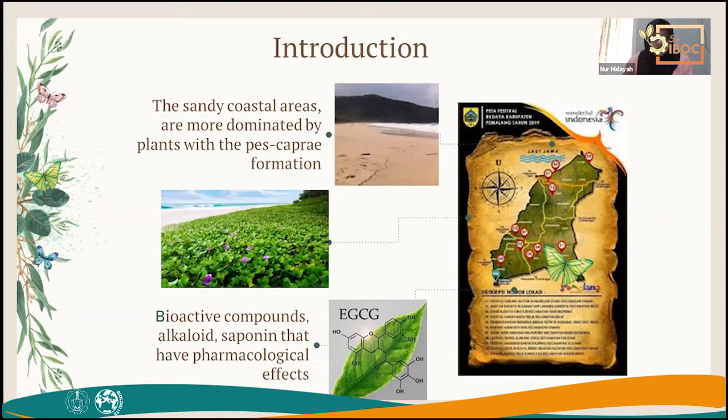Therefore, it is necessary to produce the Simplicia from the leaf of Ipomoea pes-caprae, and then to extract and identify the bioactive compound from the leaf of the beach morning glory growing on the coast of Asam Doyong, Pemalang.